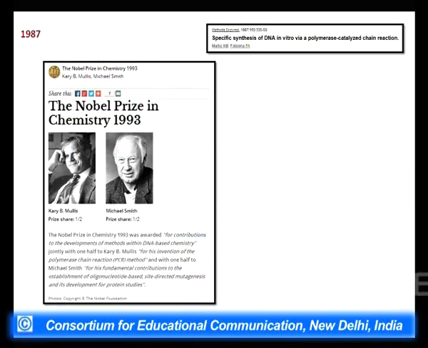The next major invention came up in the year 1987, for which Kary Mullis was awarded the Nobel Prize in Chemistry in 1993. He discovered the polymerase chain reaction. The main characteristic feature of this polymerase chain reaction is that if we have a very small amount of DNA sample, we can amplify it and make a billion copies of the DNA within 1 or 2 hours. So within 1 or 2 hours in a test tube or an Eppendorf tube, we can make billions of copies of DNA from a single double-stranded DNA.